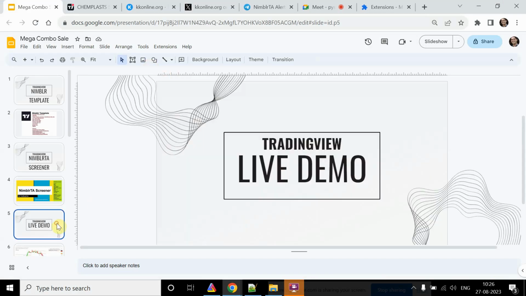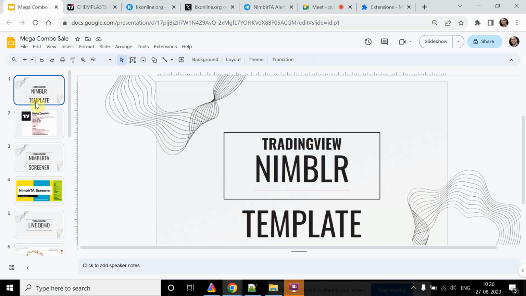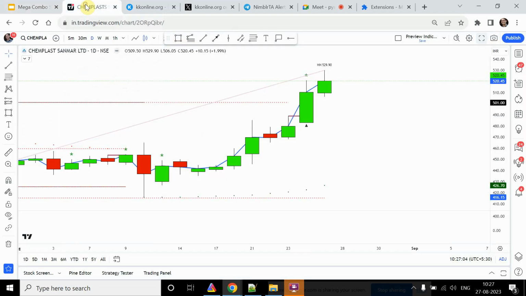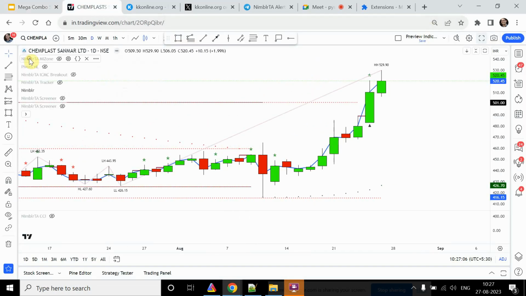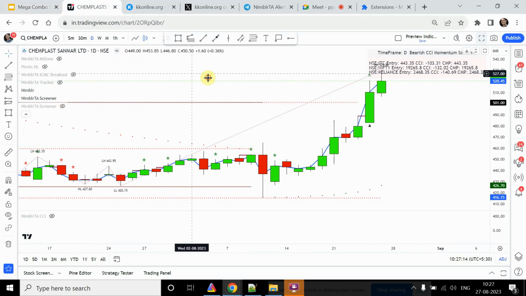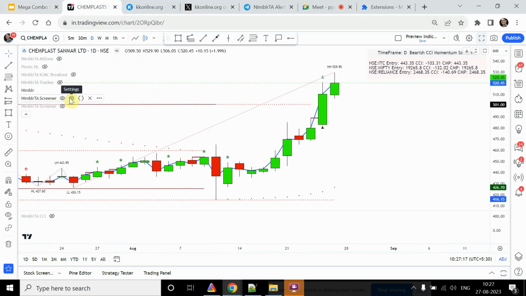Now let's come to this live demonstration, where we would be looking into the usage of the screener, and along with it, how we are interpreting it with the Nimblr template for charting purposes. On my TradingView account, I have applied a Nimblr template. Apart from that, I have applied a NimblrTA screener. I just enable this. The screener is very simple, just to understand how it goes so that we can then quickly go through different examples today and see how it works.